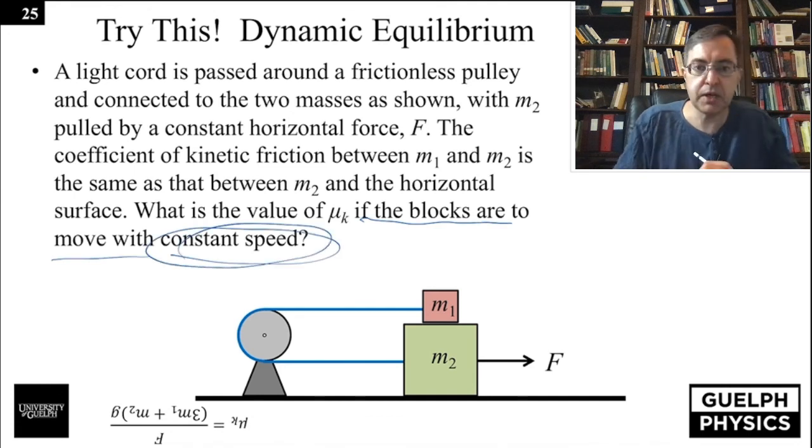So the constant speed means that it is a situation of dynamic equilibrium. Okay, thank you very much.